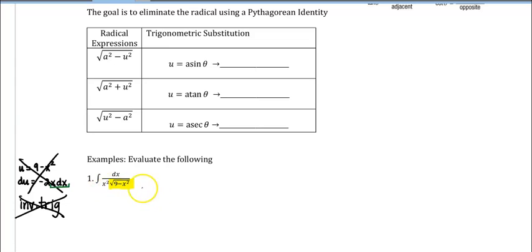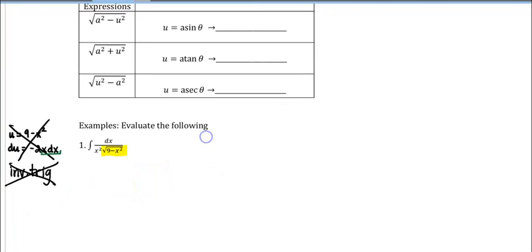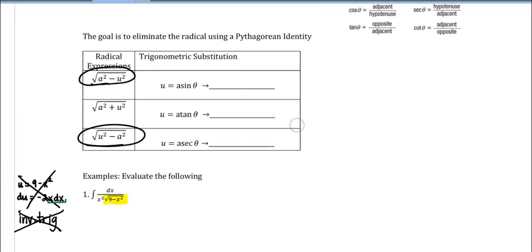So I have highlighted that square root of 9 minus x squared under the square root, and I notice that it looks like this radical expression here. Because those two match, and I do want to clarify, it looks like the first one and not like the last one, because remember that a is a number in these cases. A is a number. So because we have the square root of 9 minus x squared instead of the square root of x squared minus 9, that is why we're using the first one and not the last one.